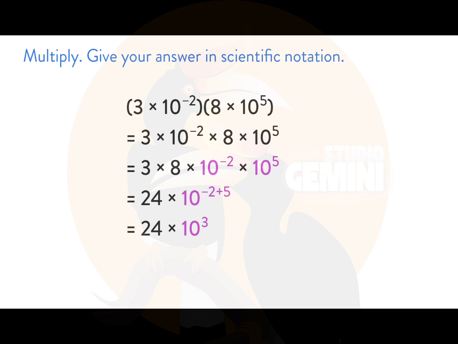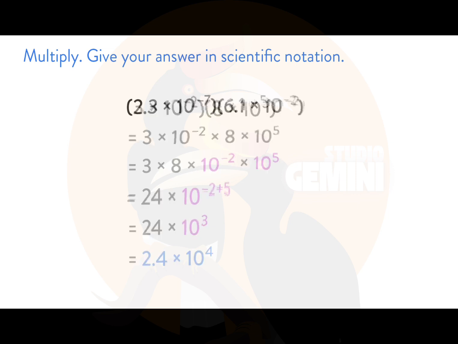This number is not in scientific notation because 24 is greater than 10. So let's change 24 to 2.4, and because we moved the decimal point 1 place to the left, which made the first factor smaller, we need to make the exponent of our power 1 larger. Our final answer is 2.4 times 10 to the power of 4.